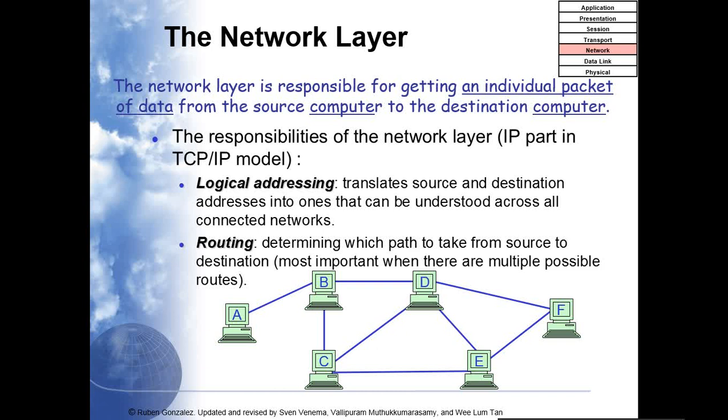So logical addressing, translate the source and destination addresses into ones that can be understood across all connected networks. We all agree on the naming convention, so that if I send something to a particular address with a particular name, everyone understands that address. We agree on the representation. The routing, I need to determine which path to take from the source to the destination. And this is really important when there are multiple possible routes.